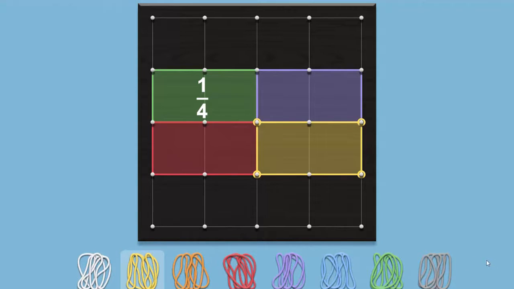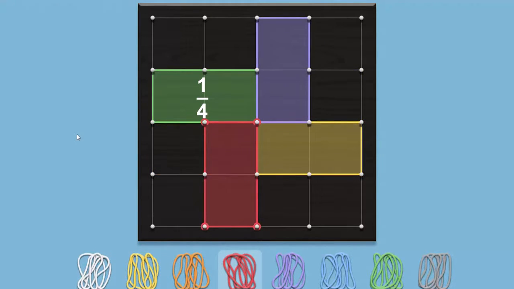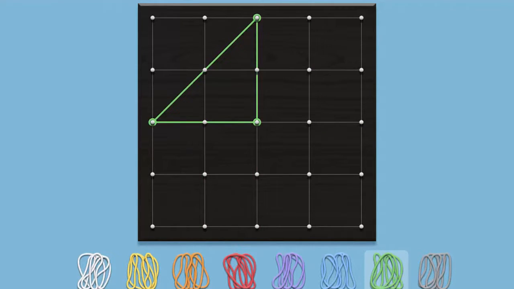This is one possible whole. This could be another possible whole. As long as my whole has 4 sections with 2 squares in each section, I know it is a possible whole. Let's change the unit fraction to represent a triangle.